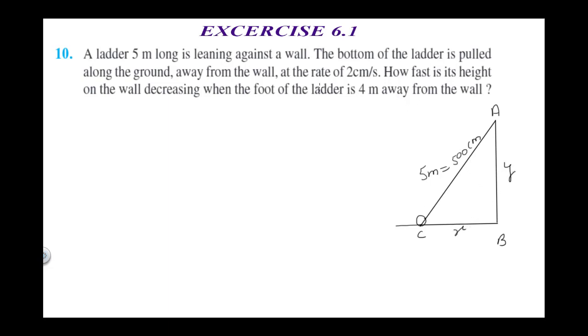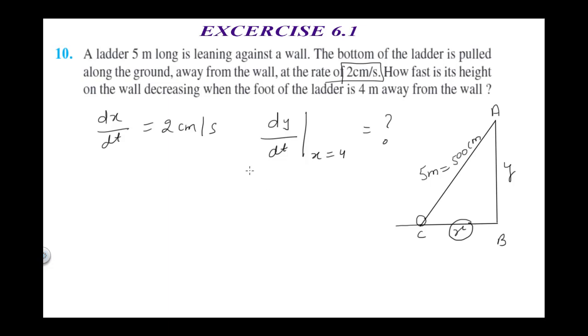Now they are saying how fast. At the rate of 2 centimeter per second we are pulling it. So if we are considering this as X, what is actually changing? The distance between the foot of the wall and the ladder. So it is dx by dt. It is 2 centimeter per second. How fast is the height decreasing? So we have to calculate dy by dt. When the ladder is 4 meter away, that means x is equal to 4 meter. Clear? This we have to calculate.